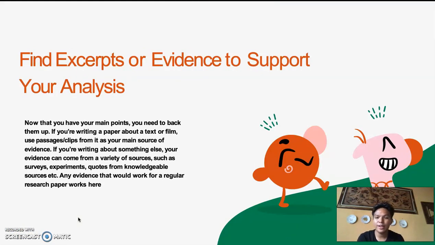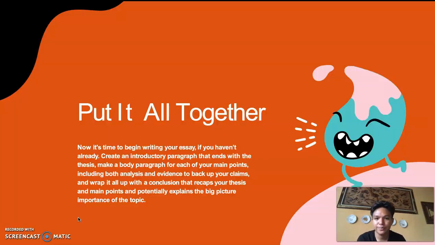Find excerpts or evidence to support your analysis. Now that you have your main points, you need to back them up. If you're writing a paper about a text or film, use passages or clips from it as your main source of evidence. If you're writing about something else, your evidence can come from a variety of sources, such as surveys, experiments, quotes from knowledgeable sources, and etc. Any evidence that would work for a regular research paper works here.